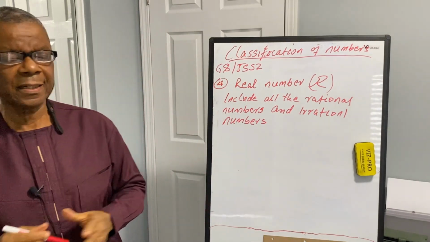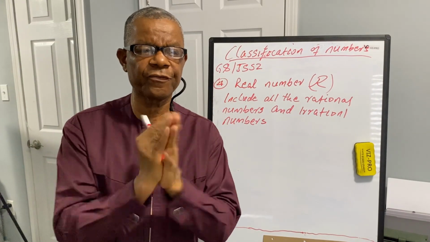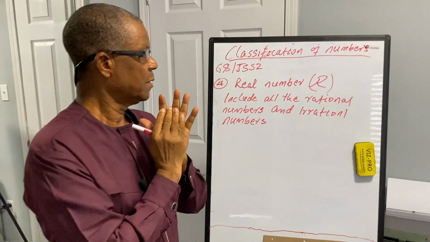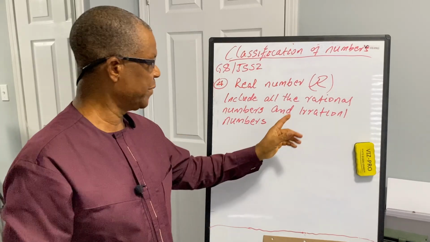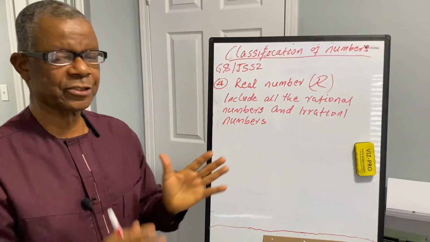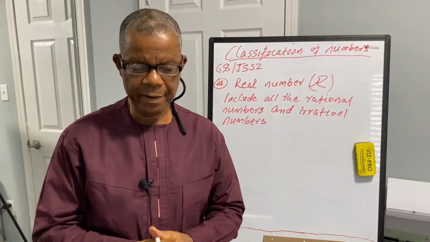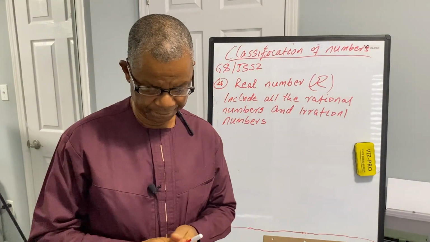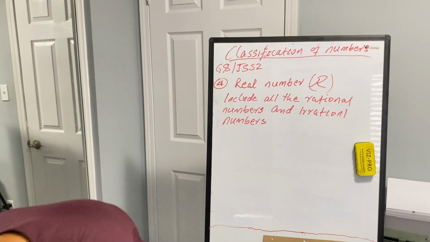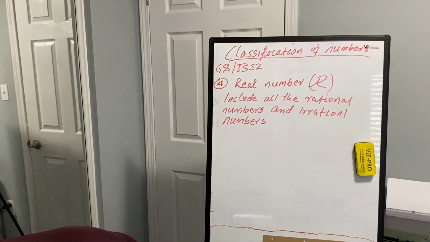These two types of numbers, we will discuss each of them, I mean the rational and irrational. All of them make up what we call real numbers. We have examples to this effect.